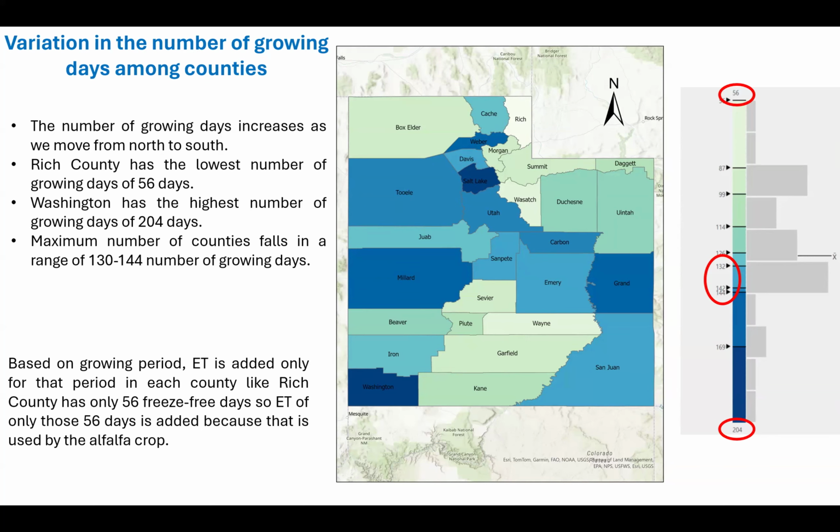Based on that data, this is the exact growing period when alfalfa is using evapotranspiration for its growth. What that means is it is the actual evapotranspiration which alfalfa is using. The rest is just the potential evapotranspiration, which alfalfa is not using. So based on these growing days, we are going to calculate the actual evapotranspiration.